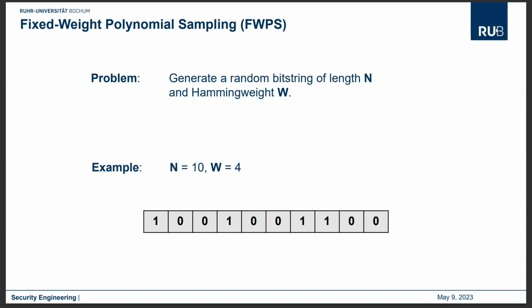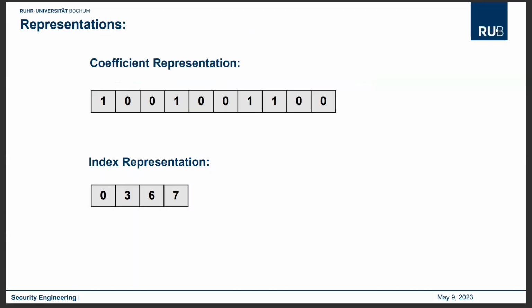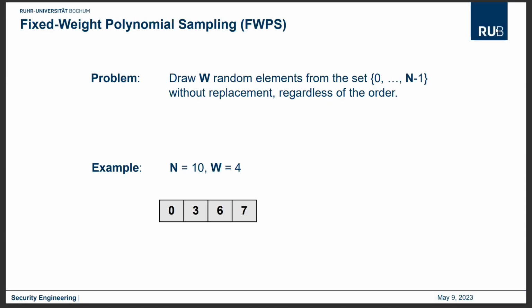And this bit string represents a bit polynomial with 10 coefficients. We call this representation the coefficient representation, but we could also represent our bit polynomial in the index representation, where we simply store the indices where the bit is 1. With this index representation, we can also rephrase our problem. What we want is to draw w random elements from the set 0 to n minus 1 without replacement, regardless of the order.